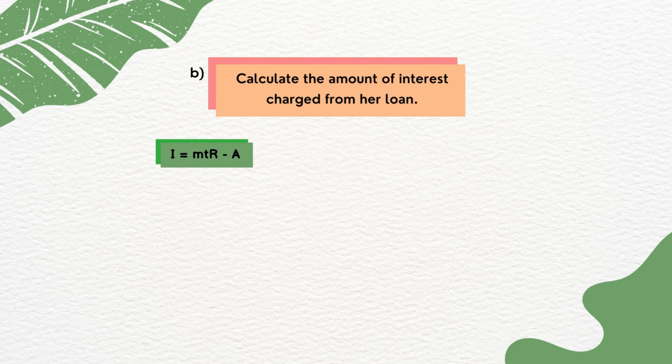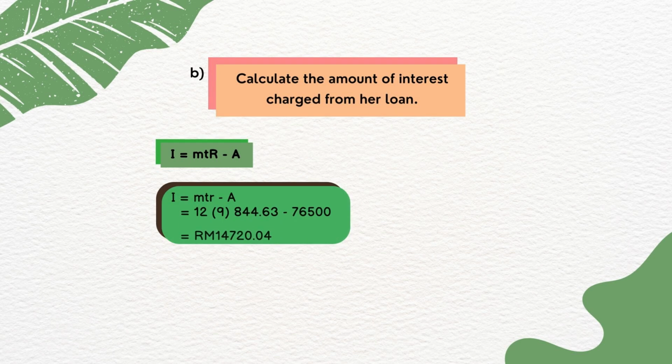The solution for this question is, we need to find the amount of interest first, that is I equals MTR minus A. We enter the values in the formula as usual, so we got 12 times 9 times 844.63 minus 76,500. Calculate it and the answer is 14,720.04 ringgit.